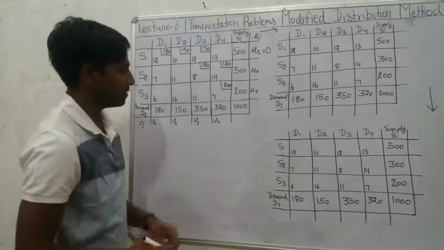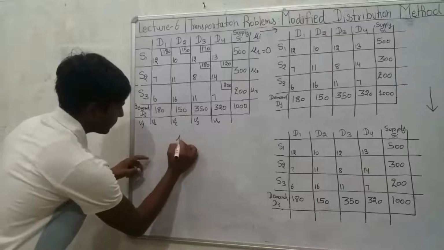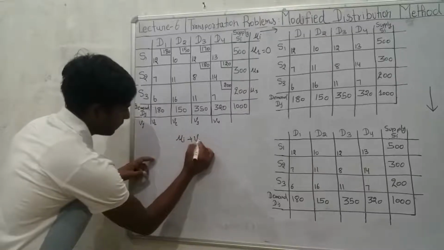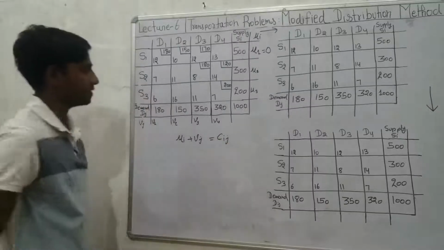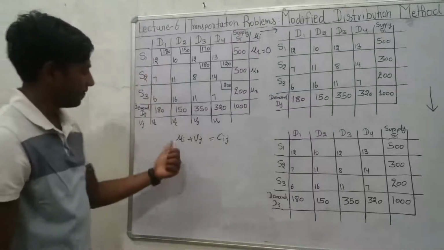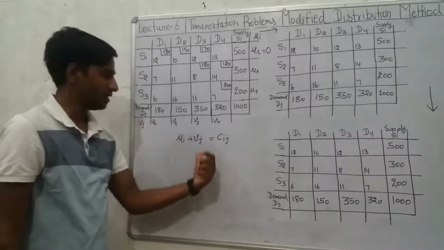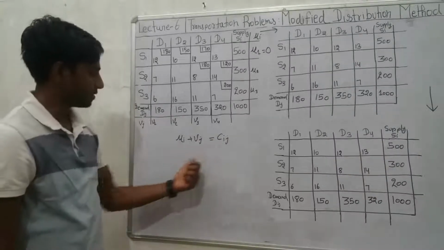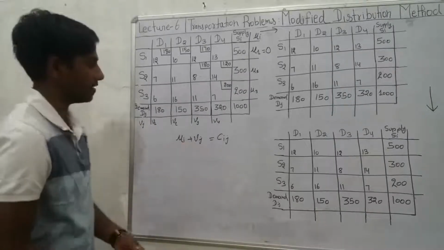And what would be the procedure? We have to apply the same formula, that is ui plus vj is equal to cij. It means for a particular cell we need to identify ui, vj and cij. Then the values we will put in this equation and can calculate the values of these variables.